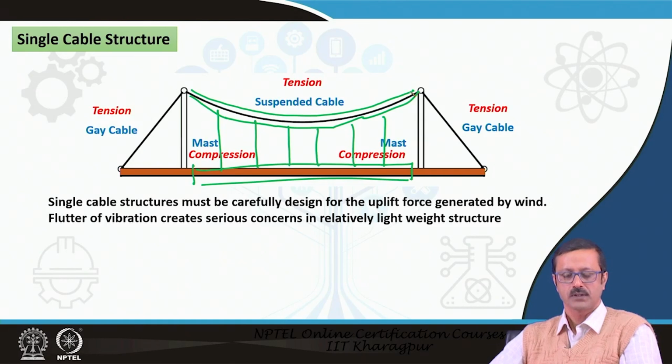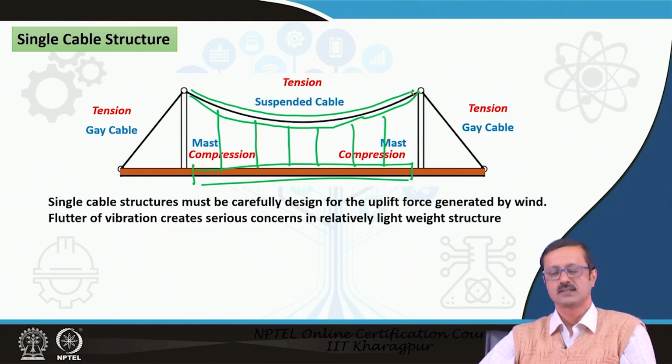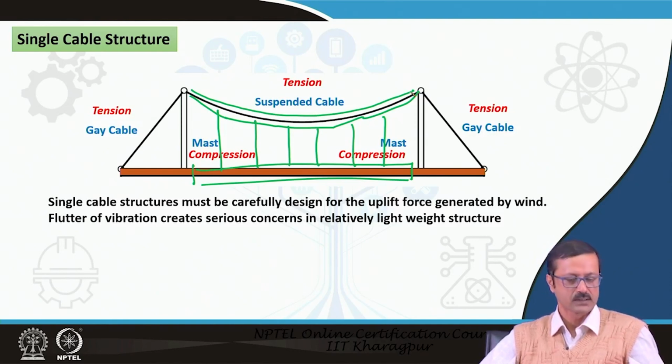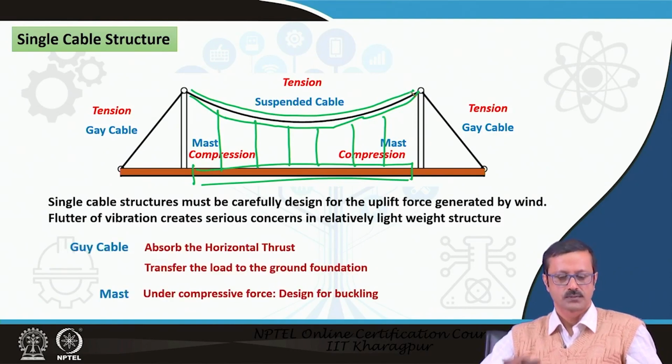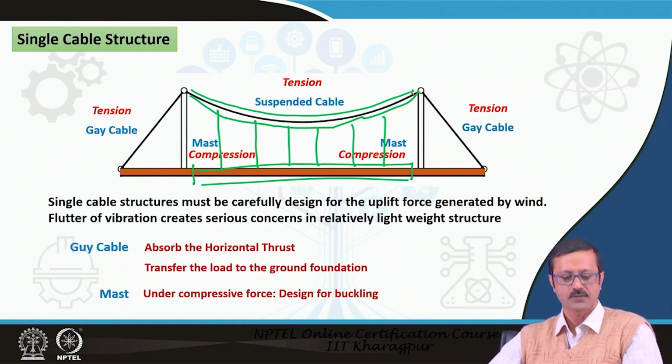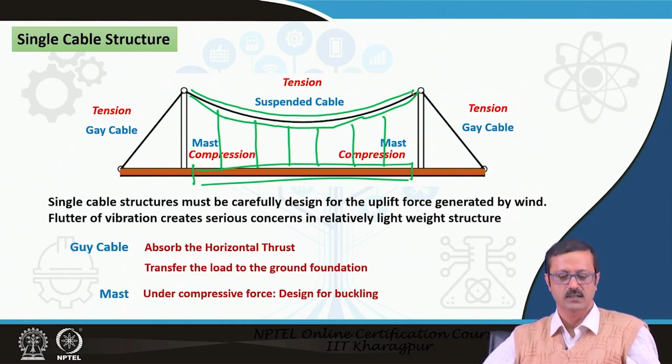But the problem with this particular single cable is that it will be very prone to uplift when wind is generated, and that will create a serious concern if it is a very lightweight structure. This kind of tensile structure is basically a lightweight structure, and the problem will occur in that case. So the guy cable will absorb the horizontal thrust and transfer the load to the ground.